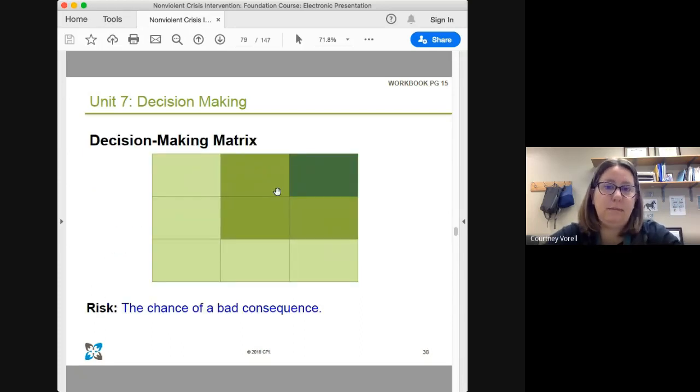So here we have the decision-making matrix. When I talk about my job to other people, I talk about how I assess risk every single day, all day. And what I'm doing is thinking about the chance of a bad consequence. Even as the student may just be verbally escalated, I'm assessing the environment, what I know about the student, what I know about the staff, what I know about key factors in how that student is acting and where it can go and what's happening in that moment. So I'm assessing all those things all at once, all the time, and I'm thinking about risk. What is the chance of this getting bad?